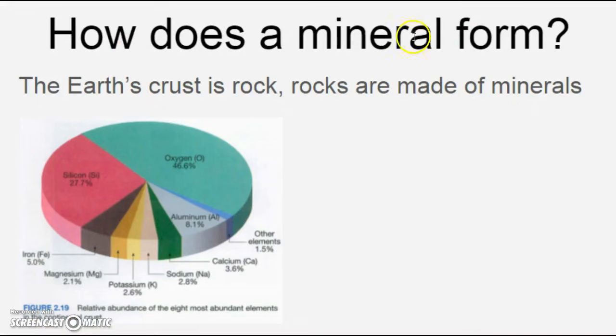So how does a mineral form? The Earth's crust is rock, and rocks are made of minerals. And you'll find that there are 8 very abundant elements that make up the majority of all of the rocks on Earth.